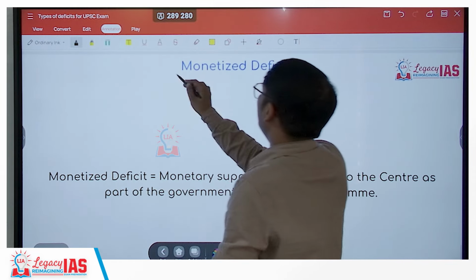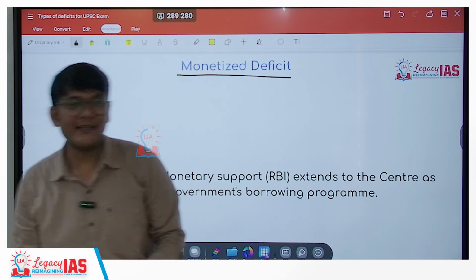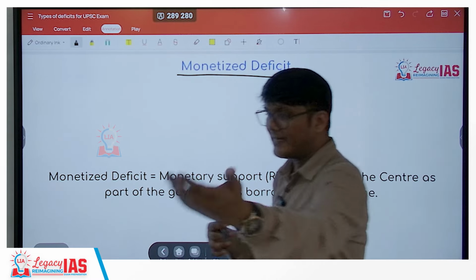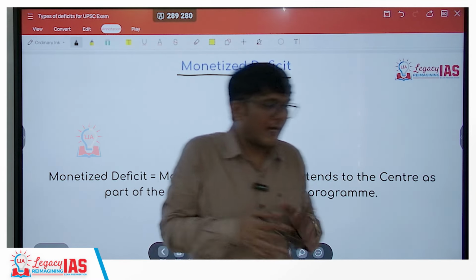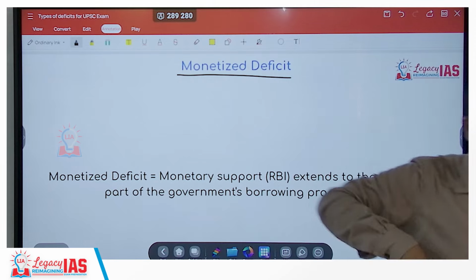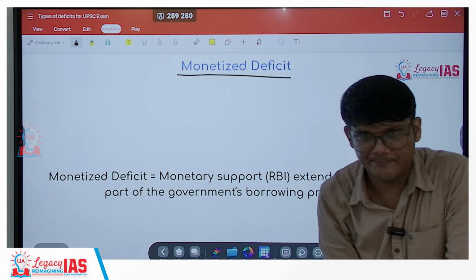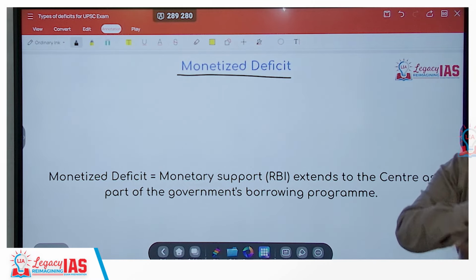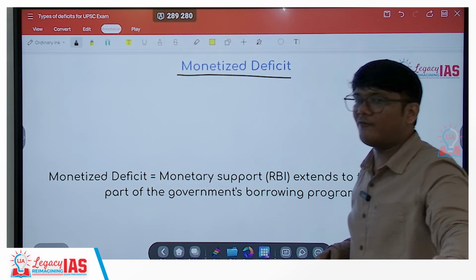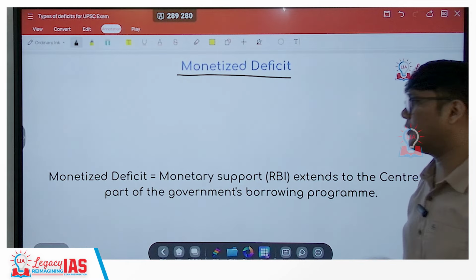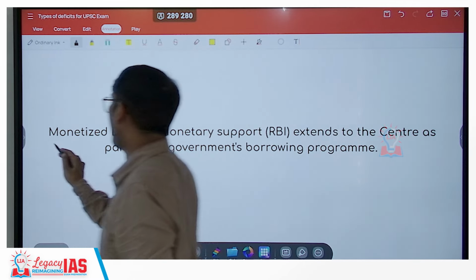Now, the final is the monetized deficit. Whenever there is a deficit, you need to address it. You can address it by taking loans, by getting money from somewhere. One way to get money is to get it from the RBI. The RBI will purchase the government security and will give the government the money. So the extent to which the RBI supports the government by providing it money for addressing the deficit issue is nothing but your monetized deficit.